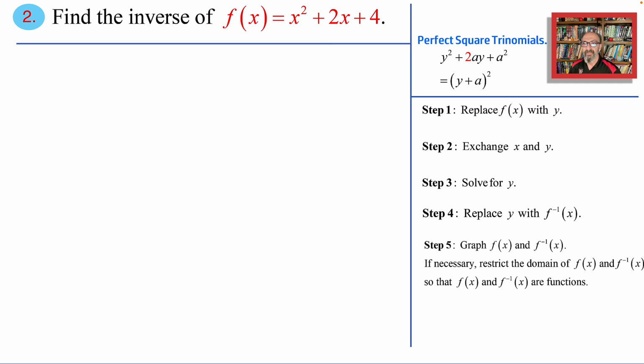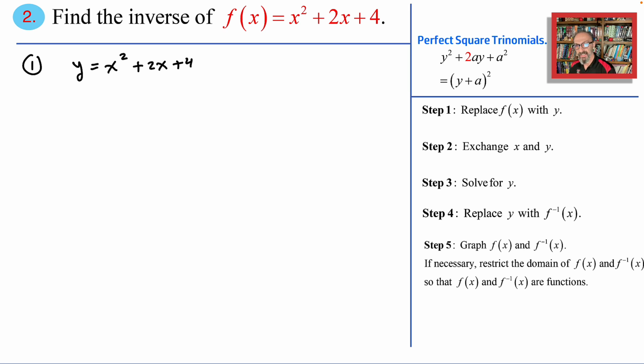Example number 2. Find the inverse of f of x equals x to the second plus 2x plus 4. This one is quadratic, which is a little bit different. So let's follow the steps and see what we could do. We have f of x equals x to the second plus 2x plus 4. And step number 1, we will call it y for the convenience. So it's y equals x to the second plus 2x plus 4.